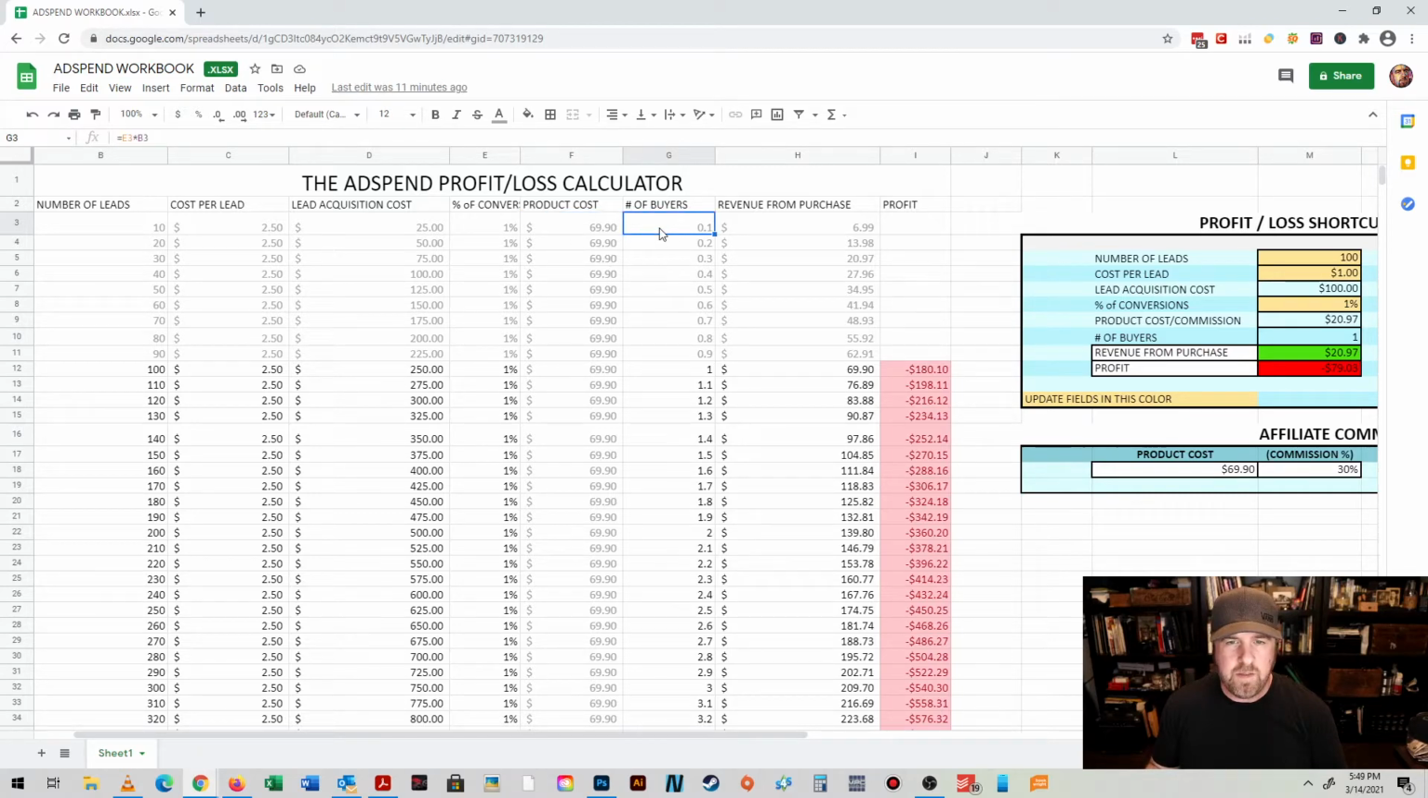And the number of buyers here is basically the percentage, after you've grabbed all of these leads, of those people that have actually made a purchase, and then the revenue from that purchase. So if somebody buys the $69 membership with Builderall, you're going to get $6.99 from that if that in fact is a 1% conversion. Okay, so we're just looking at this really quick.